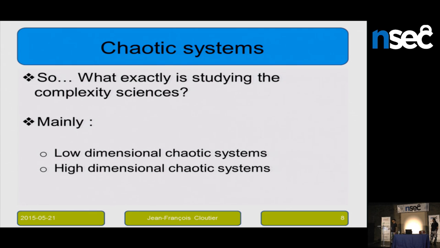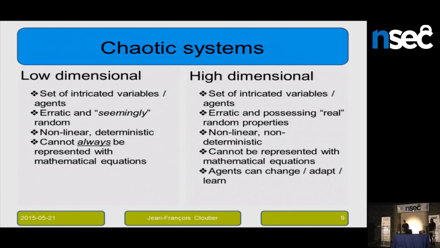a very simple explanation could be that complexity sciences studies low-dimensional chaotic systems and high-dimensional chaotic systems. Sorry for that, it's a very theoretical part, but just try to stay awake. I know it could be boring. So, a low-dimensional chaotic system is a set of intricately related variables or agents. It's erratic and seemingly random. Seemingly, because it's nonlinear, but it's still deterministic. But you cannot always express them using mathematical equations, because even maths have some limitations when studying some phenomena.